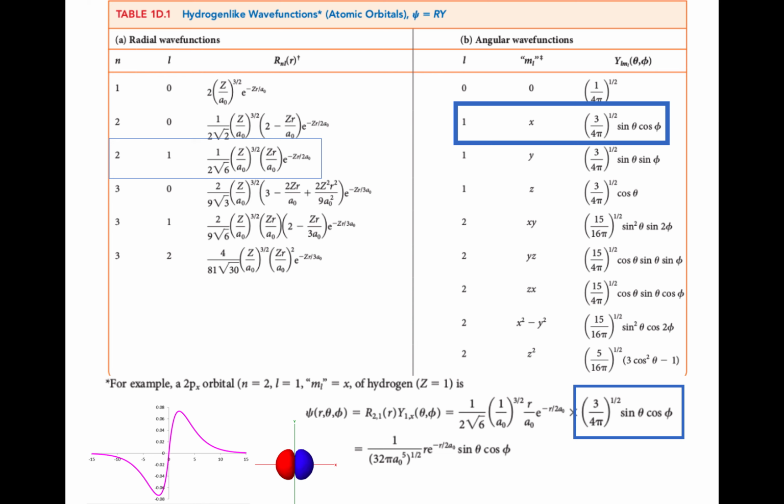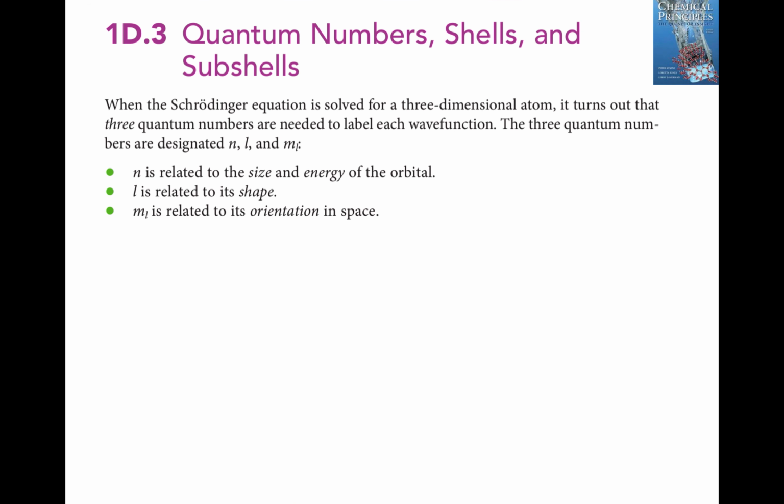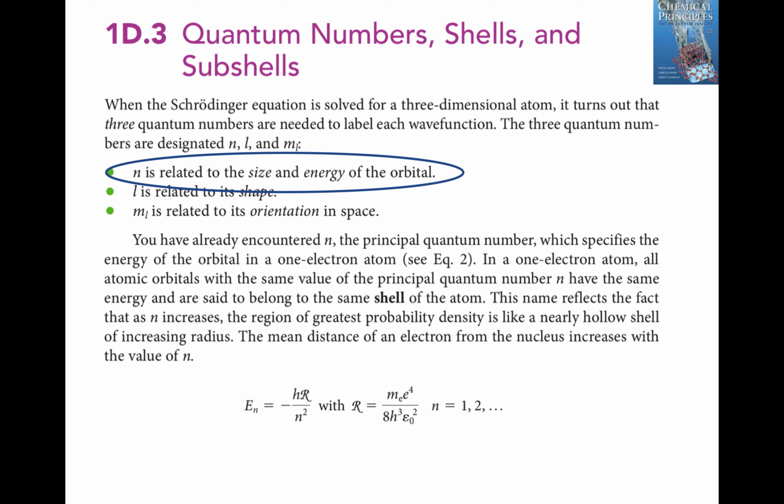Notice that within here, 3 different quantum numbers were being used: n, l, and m sub l. He goes on to say that when the Schrodinger equation is solved for the 3-dimensional atom, it turns out that we have 3 quantum numbers to label each wave function. That's what that point is illustrating: n, l, and m sub l. Beginning with n, that's one that we would have encountered earlier within our Bohr model.